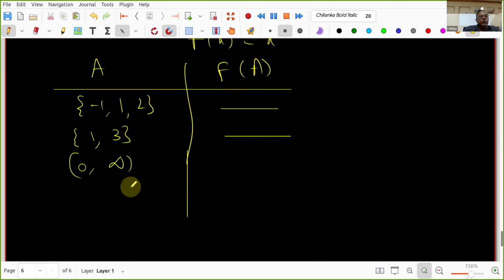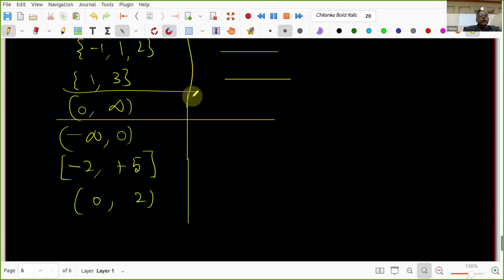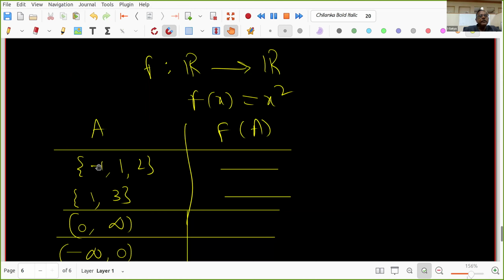Minus infinity to 0, what is here? My set is minus 2, minus 5, plus 5, what is here? My set is 0, 2, so what is here? I hope you understand. So you need to find what f of A is, their images. I'm only asking for the images of minus 1, 1, 2 under f of x equal to x square. Okay, I will stop here. If you have any questions, you can ask me.